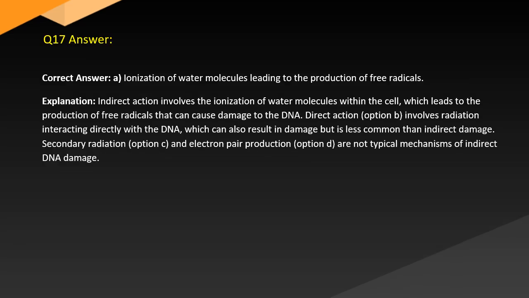Answer. Correct answer A. Ionization of water molecules leading to the production of free radicals. Explanation. Indirect action involves the ionization of water molecules within the cell, which leads to the production of free radicals that can cause damage to the DNA. Direct action, option B, involves radiation interacting directly with the DNA, which can also result in damage but is less common than indirect damage. Secondary radiation, C, and electron pair production, option D, are not typical mechanisms of indirect DNA damage.